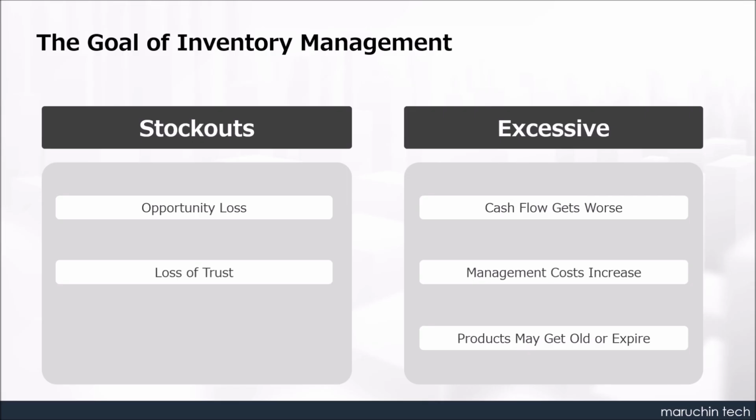In the long term, it gives the impression that this shop is always out of stock, causing a loss of trust. On the other hand, if inventory is excessive, cash flow gets worse. Inventory is essentially cash in a different form. If you have too much unsold stock, your cash stops circulating. Additionally, warehouse storage fees, insurance, and management costs increase. Depending on the item, products may get old or expire, leading to disposal and confirmed financial loss. We need to control the trade-off between stockouts and excess inventory, optimally using systems and logic.